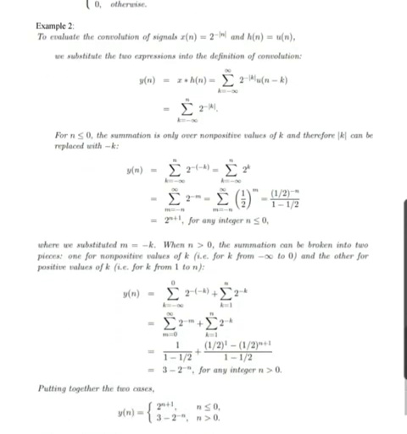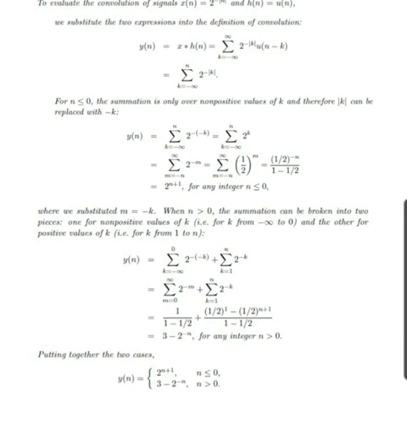Now the next example is also based on convolution. We have to evaluate the convolution of the signals which are given. So we substitute these two expressions into the definition of convolution. The convolution definition is y[n] equal to x[n] convolved with h[n], and the summation equation is written here.